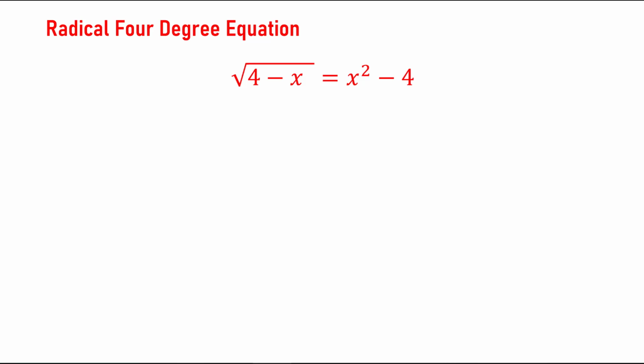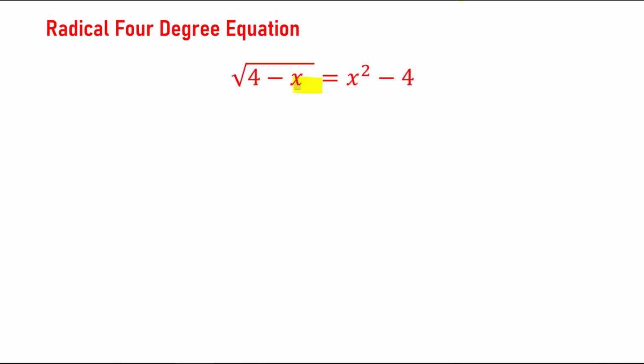So in this video, we will solve a radical 4-degree equation. We have solved this problem by method 1 in the previous video. In this video, we will see an easy method, that is method 2. So we have this expression: the square root of 4 minus x on the left hand side, and on the right hand side we have x square minus 4.